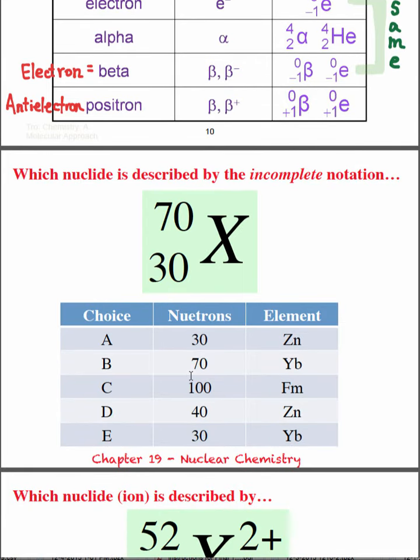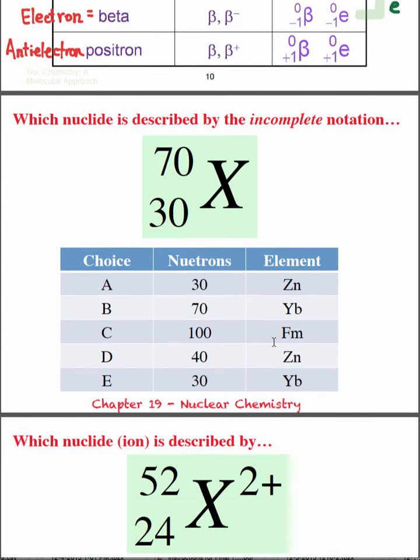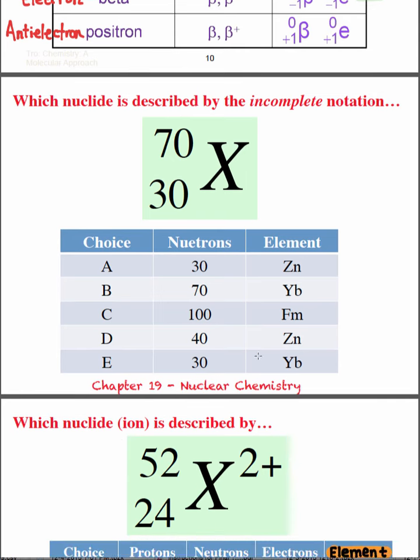But let's see, what's element 30? I don't know. Oh, it's zinc, isn't it? Element 30, zinc? Get my glasses on here, I can't even see. I think that's zinc. I swear 30 is zinc. And this would be zinc with 40 neutrons, because 70 minus 30 is 40. How about choice D here, I believe?